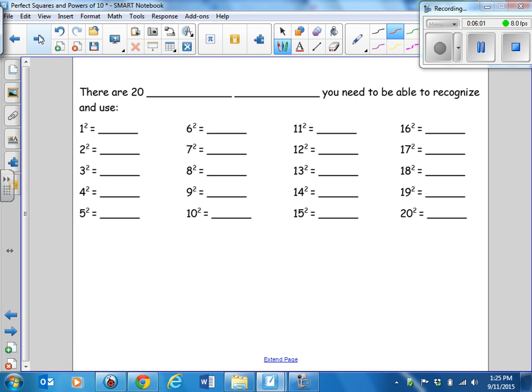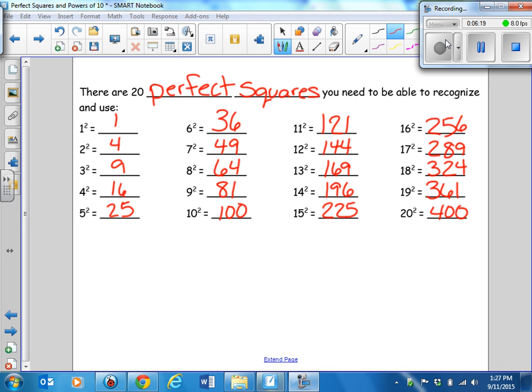So there are 20 perfect squares that you need to be able to use and recognize. And what I want you to do is pause the video and see if you can fill these out. Okay, welcome back from pausing the video. So now what you should have is all of your perfect squares. So if you did attempt to do these, as I had asked you to, please verify that you got these correct and pause the video again if you need to.